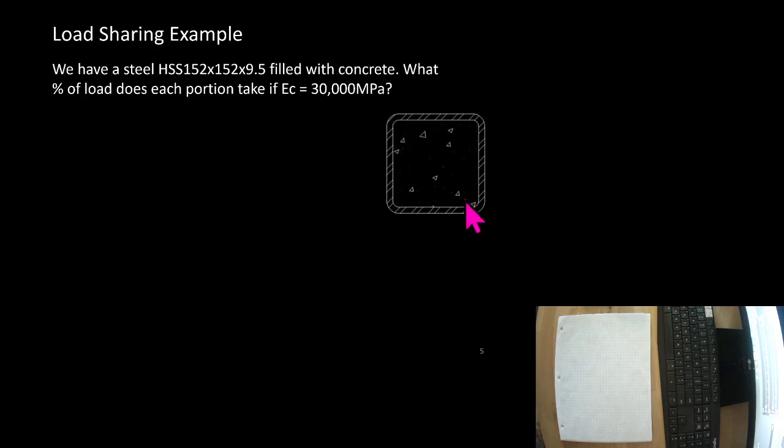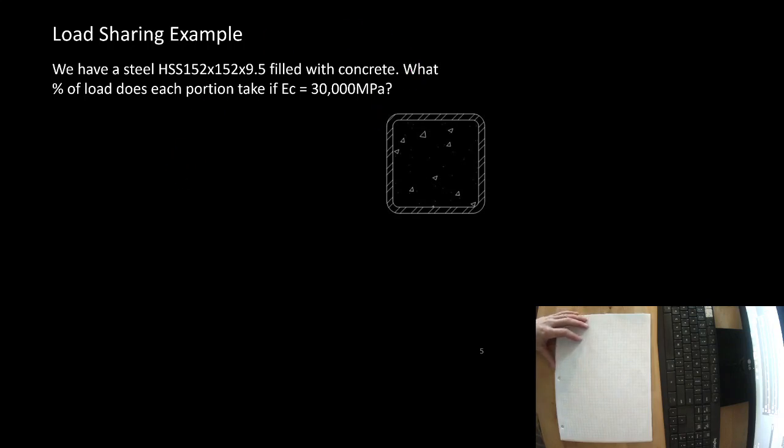But what I can figure out is that it's not clear to me. So I'm going to say ballpark 40-60 to 60-40. So somewhere in that range. I'm not quite sure, but the steel could take anywhere from 40 to 60% is my guess. That's my baseline gut number, but nothing is coming from that, just simply my gut feel. They've told us that the modulus of elasticity, or the stiffness of the concrete, is 30,000 MPa. So let's start this calculation.